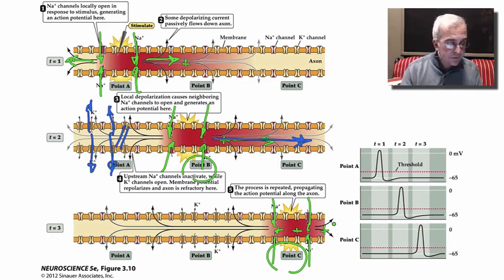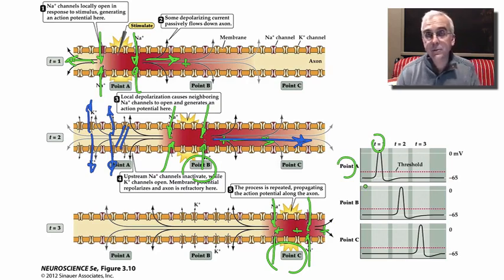Now, if one is to put a recording electrode at each of these points, what we'd see is that at time 1, at point A, we have an action potential. At point B, a little later in time, we have an action potential recorded. And further along the axon at point C, and a little later in time, we can likewise record another action potential.